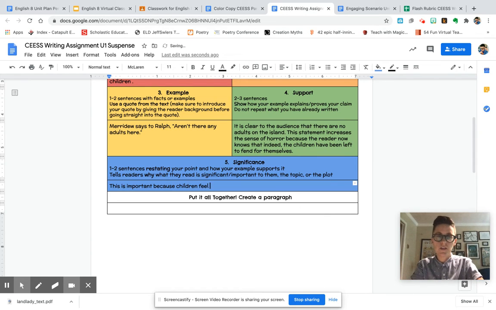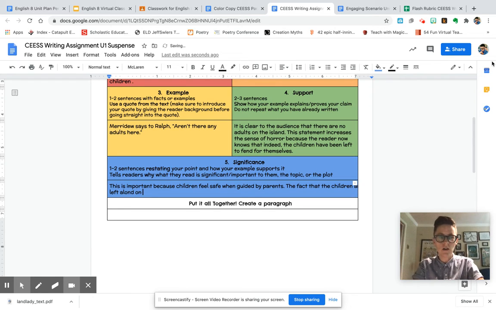children feel safe when guided by parents. The fact that the children are left alone on this island leaves... And notice how I erase something when I'm having a thought, I'm kind of editing as I go.